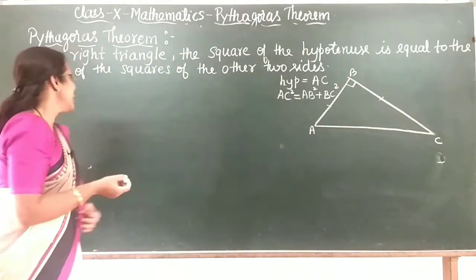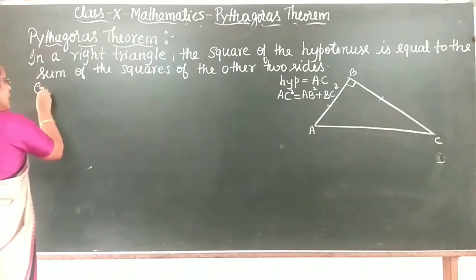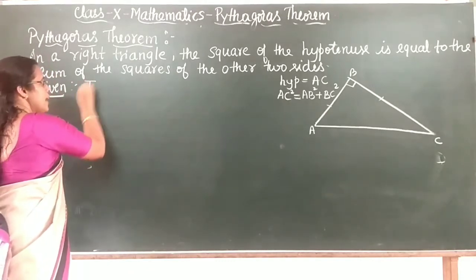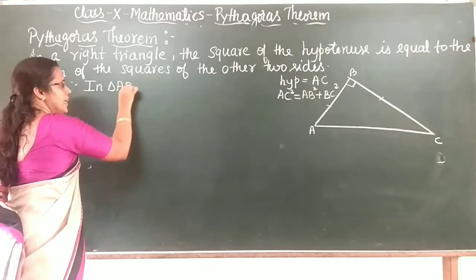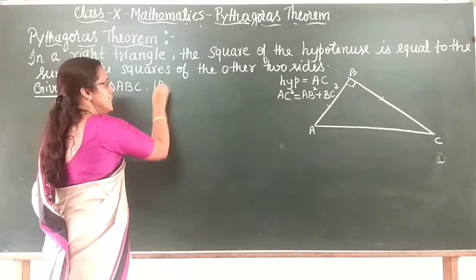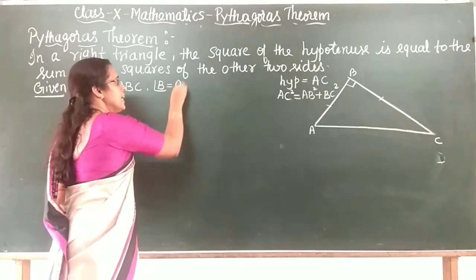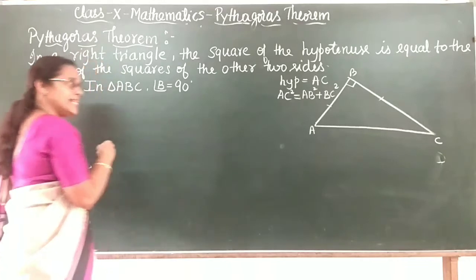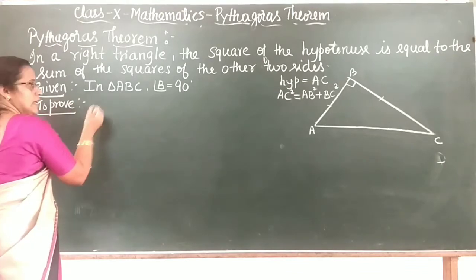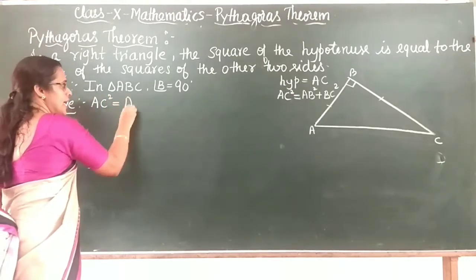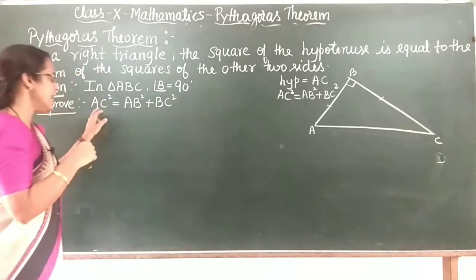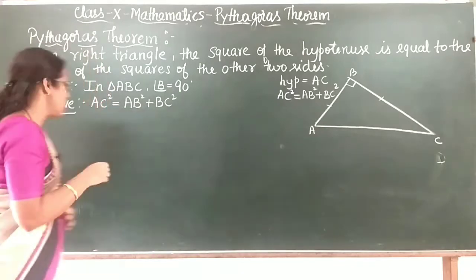Let us prove it now. Yes, children. So what is given? In triangle ABC, angle B is how many degrees? Angle B is 90 degrees. Then what to prove? To prove: AC square is equal to AB square plus BC square. Is it okay, children? You have to prove AC square is equal to AB square plus BC square.